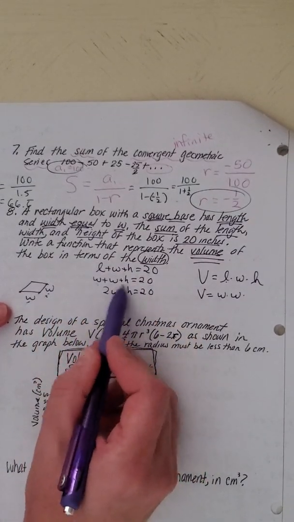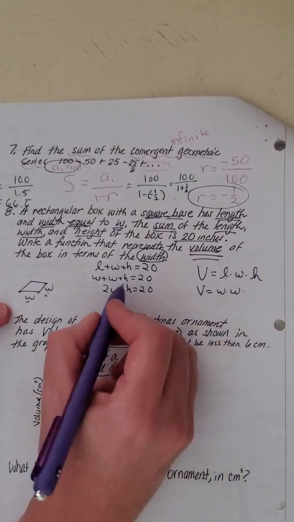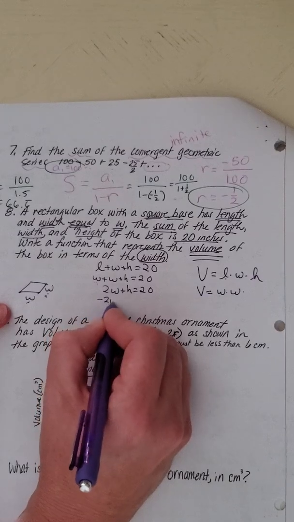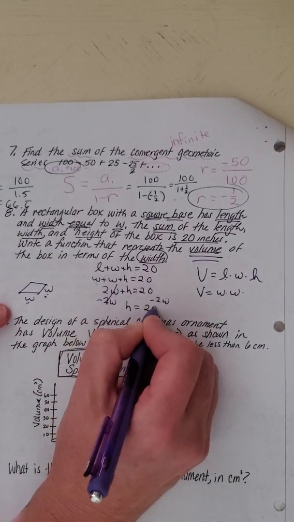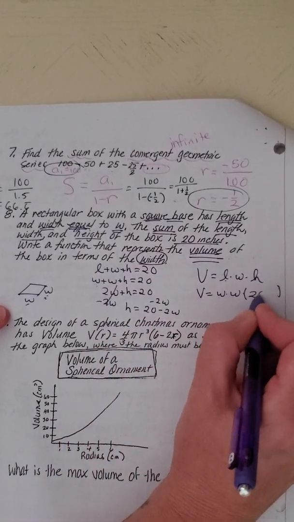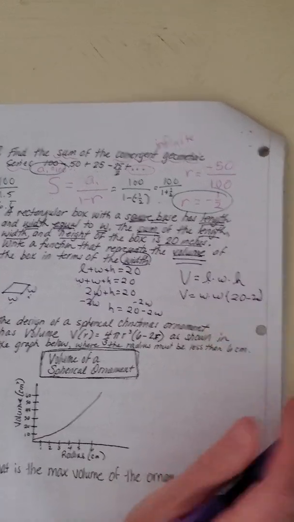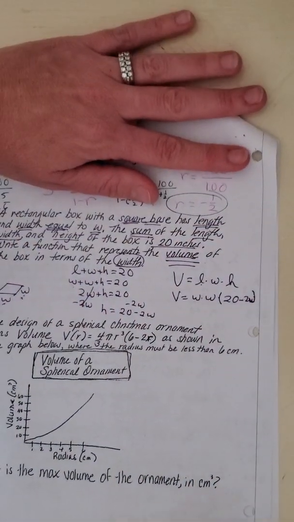And again, I'm solving this for H because I want to replace that over here in this formula. So I'm going to get H by itself by subtracting 2W from both sides. So H equals 20 minus 2W. And I'm going to substitute that in right here, 20 minus 2W. This is a W. Right, 20 minus 2W.